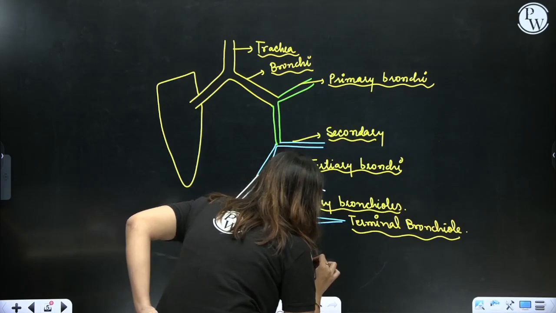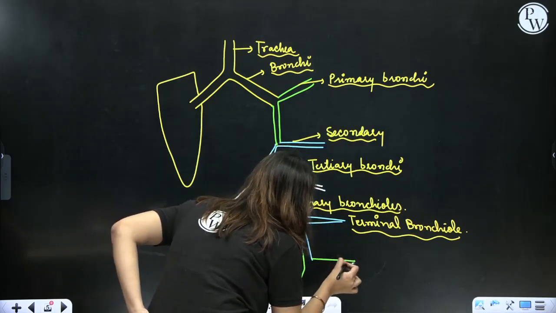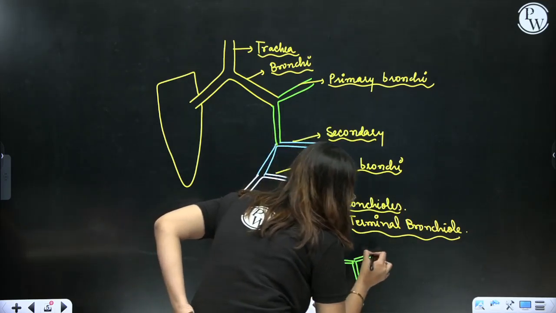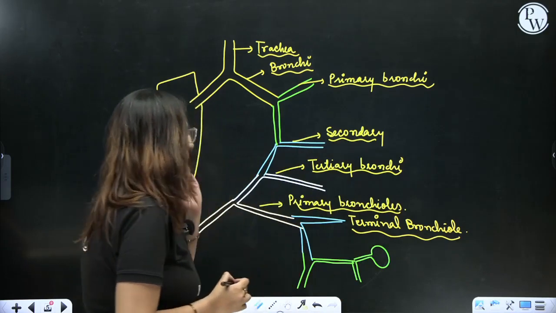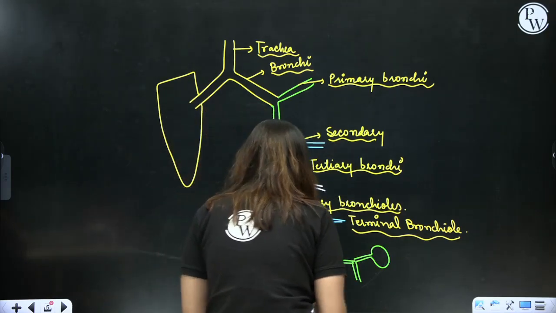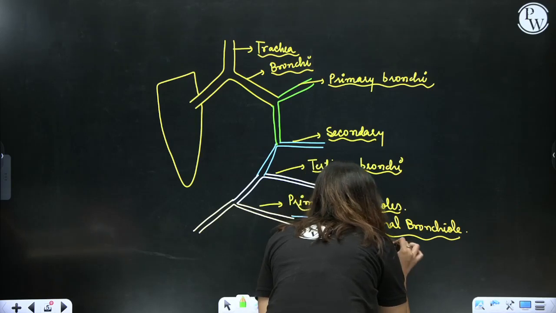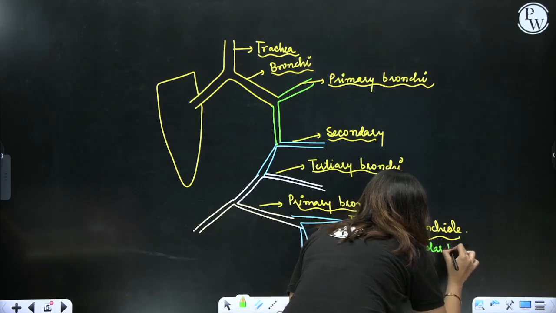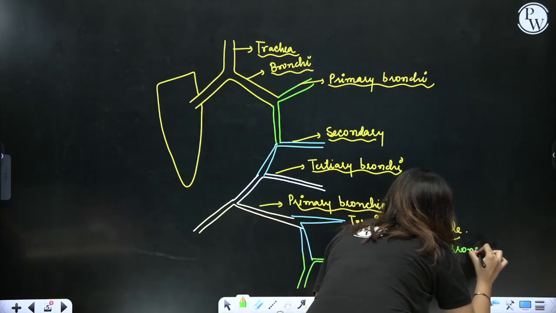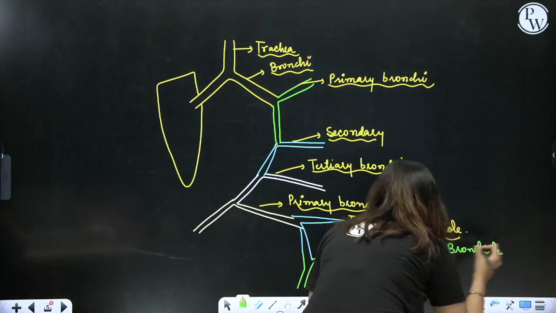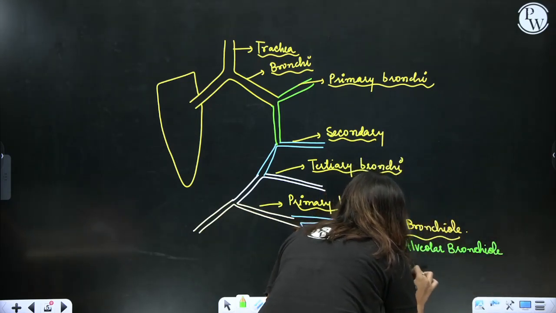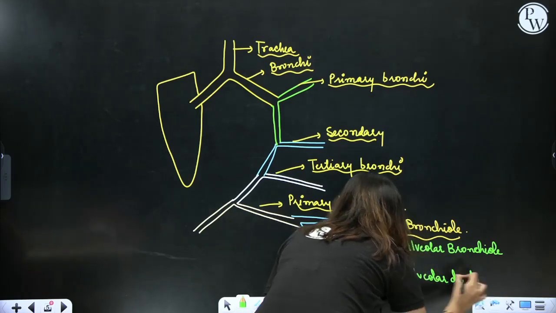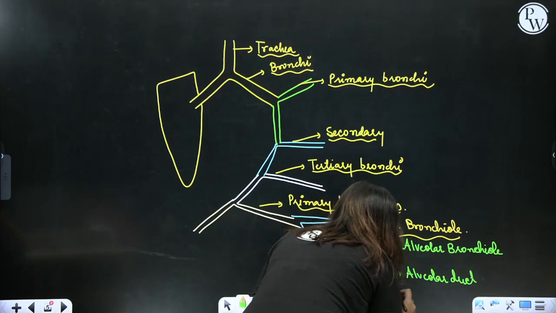Let's look at the structure further. Alveolar bronchioles. Then it further bifurcates into the alveolar duct. Ultimately we have the alveoli. Clear? So, next structure. Now, this one I am labeling as the alveolar bronchiole. Now, next one we have is the alveolar duct. Lastly, we have this rounded structure which is the alveoli.